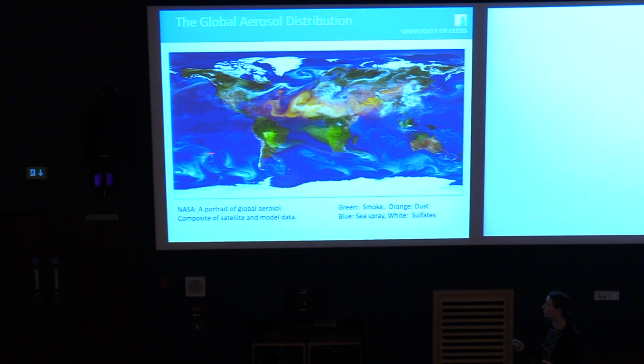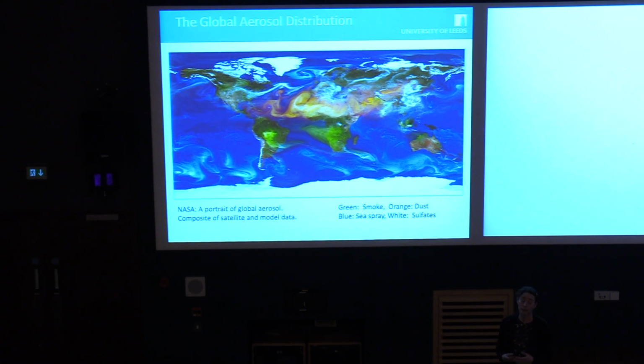So you've got sea spray aerosol down here over the oceans, which they've coloured blue. You've got what they've called smoke or aerosol, which is in green here. The arid regions produce desert dust aerosol, so you've got this kind of orange plume coming away from the Sahara over the Atlantic. And then these white regions here are sulfate aerosol. So sulfate aerosol can be natural or it can be formed as a result of human activities.